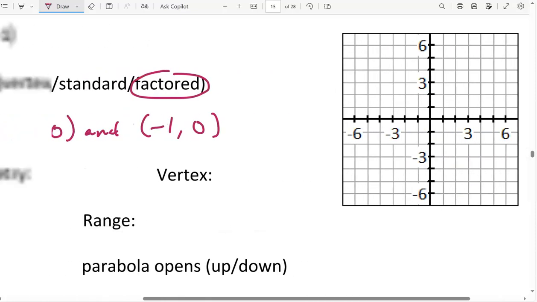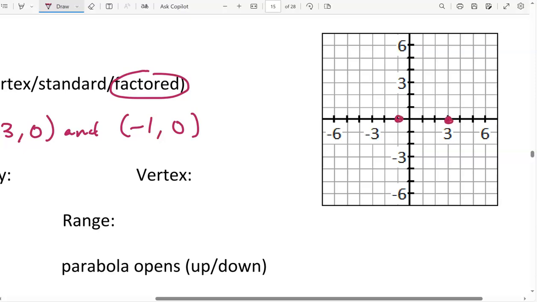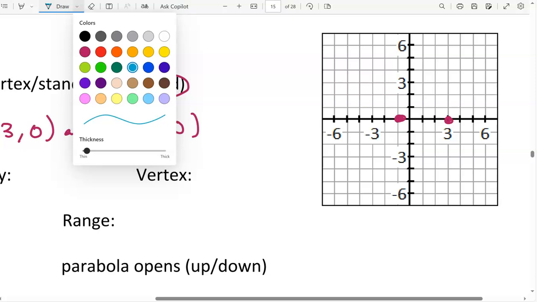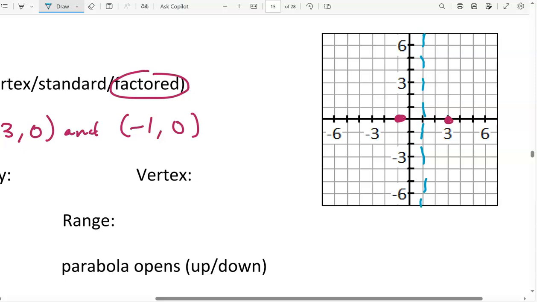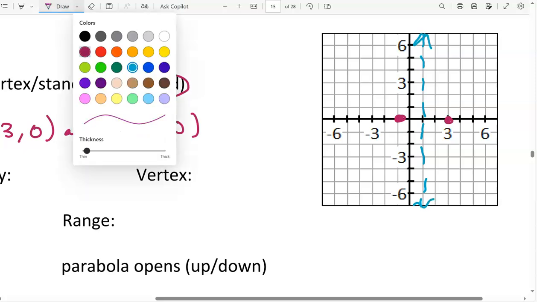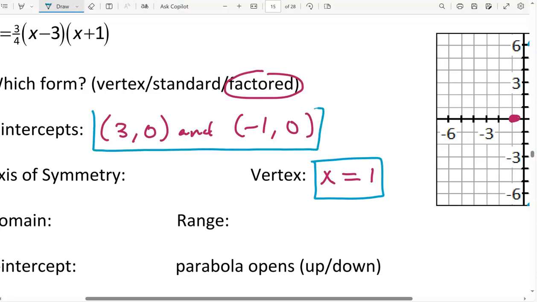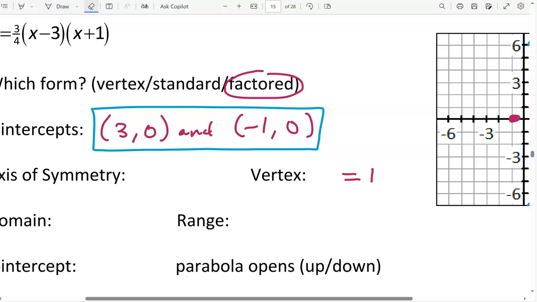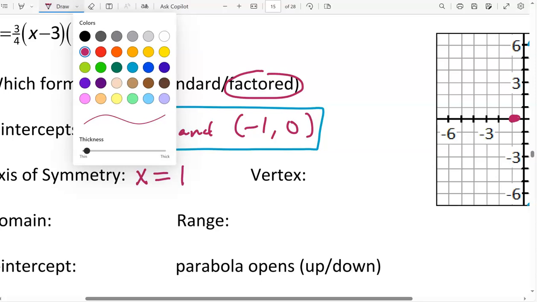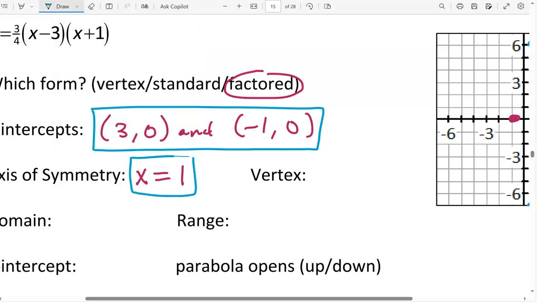So if we were to graph the x-intercepts, 3, 0, and negative 1, 0, the axis is going to have to be halfway in between those 2 points. So that will be right there at x equals 1. So now we have the axis, and we have our x-intercepts. And, sorry, I put the vertex in the wrong place. Our axis is x equals 1. And our vertex, we know, now has an x value of 1.